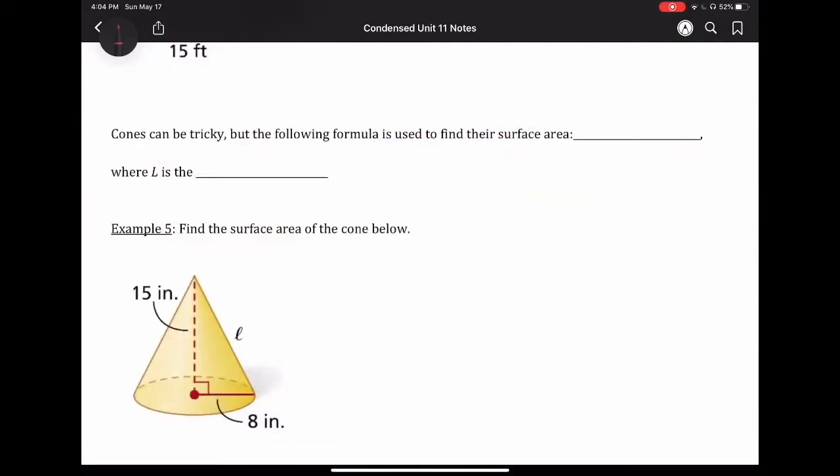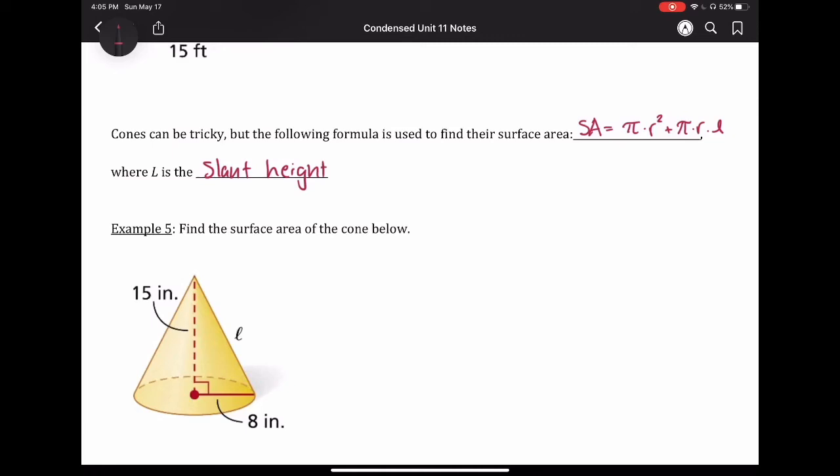Now that we've talked about area of a prism and a cylinder, or surface area, I should say, we want to go ahead and find the surface area of a cone, but the cone is a little bit different. Rather than having all bases that you're finding the area of and adding them together, we actually have a formula for the surface area of a cone. The formula says that surface area is equal to pi times r squared plus pi times r times L, where L is the slant height.